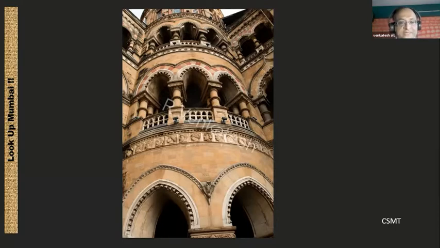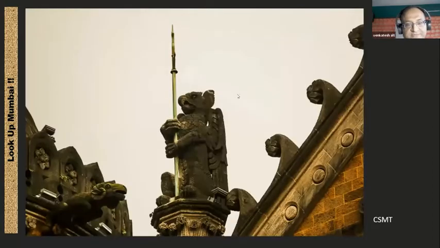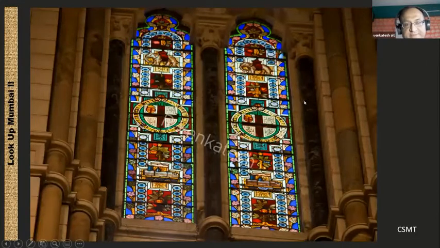So we also have natives as we come along. We will have it in the university library. Then we have these griffins and stuff like that. We will move on; we will just step inside CST for a moment.